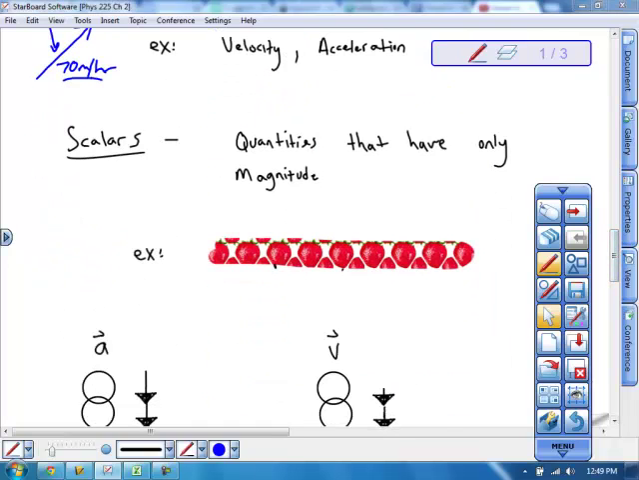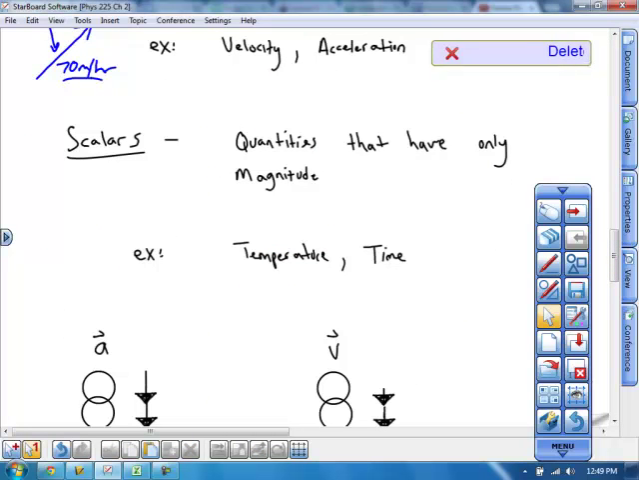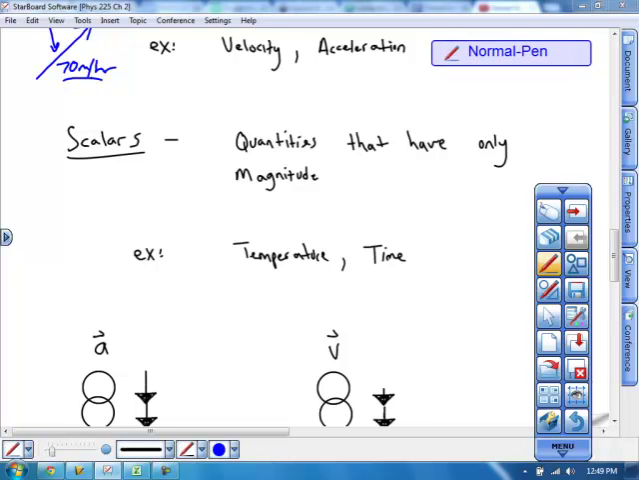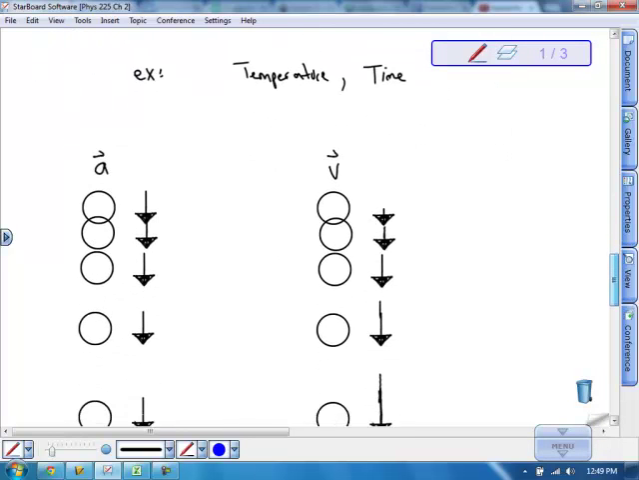Okay, scalars are quantities that have only magnitude. For example, temperature and time. It does us no good to talk about the direction of time because it only has one direction. But we can give time a scalar value of magnitude for the amount of time that passes.